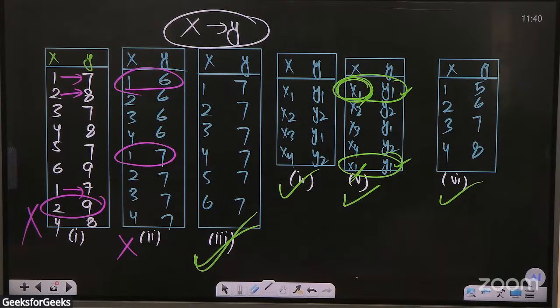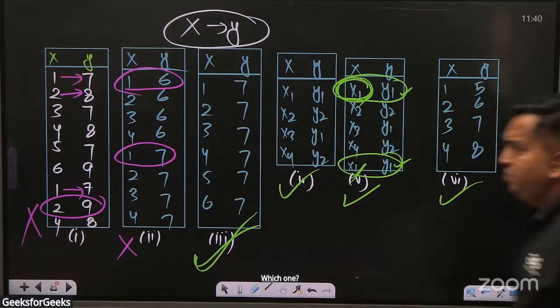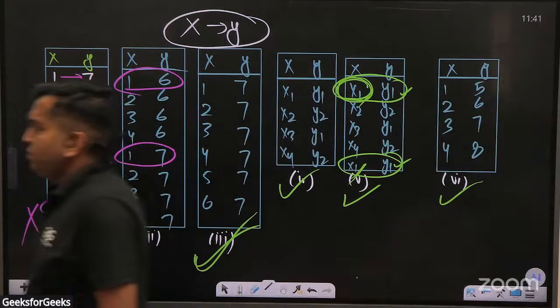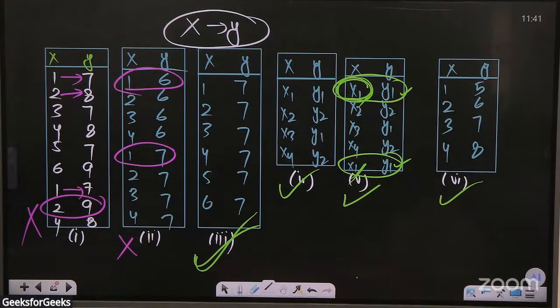Noted? Now, how many types of FD do we have? How many types of FD do we have? Which one? DBMS and COA. Mitesh. Noted?